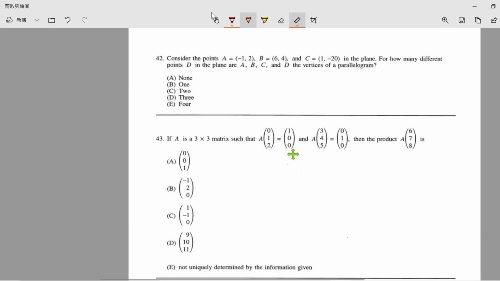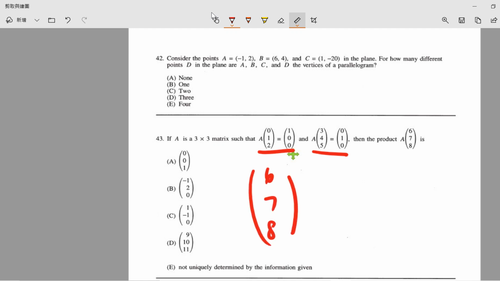Okay, and 43 is also simple. It tells A and B. A(0,1,2) is 1,0,0, A(3,4,5) is 0,1,0. Asks about A(6,7,8). So you don't have to solve it. You need to remember that A is a linear map. What it means is, if you can write (6,7,8) as a linear combination of (0,1,2) and (3,4,5), then you can get a good answer.